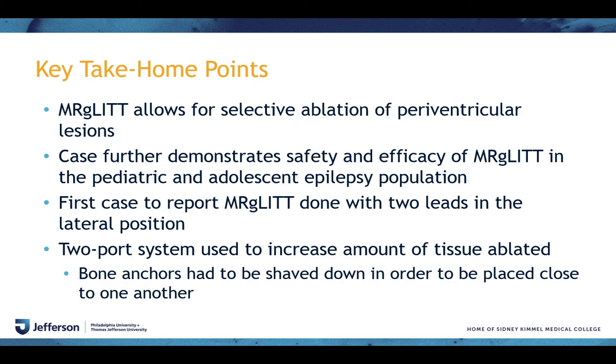In order to accomplish the appropriate distance between the 2 bolts, the bone anchors had to be shaved down in order to be placed close to one another.